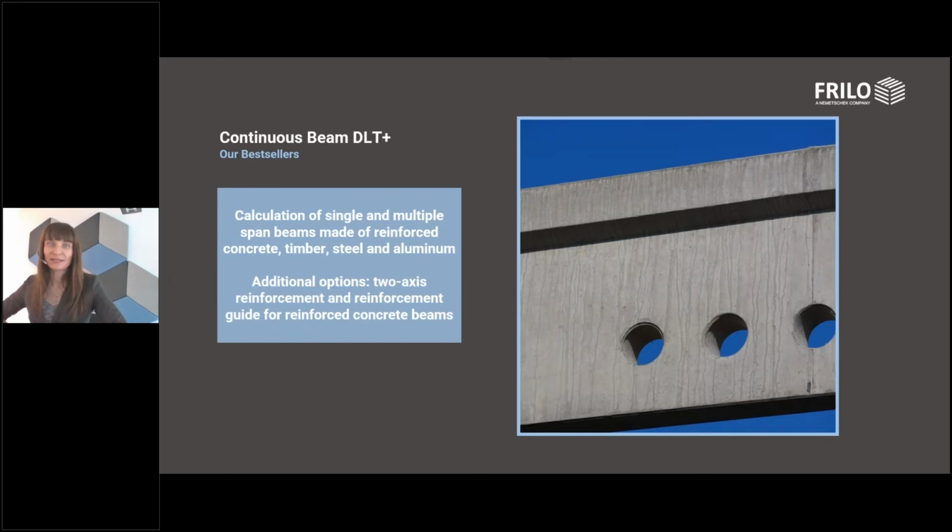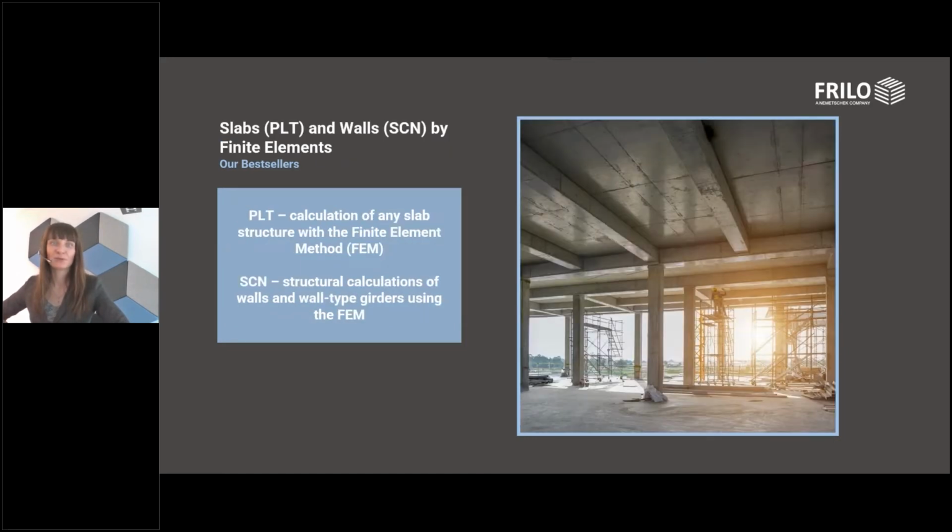Another interesting program is Continuous Beam DLT, and it deserves special attention because it supports 4 materials, and you can convert your system within the program from one material to another, from one cross section to another. You can calculate it as a reinforced concrete beam, and then you can think, okay, maybe I will try it out with a steel beam, select the respective cross section and make the calculation within the same solution. Slabs and walls by finite elements. It's also solid construction solutions.